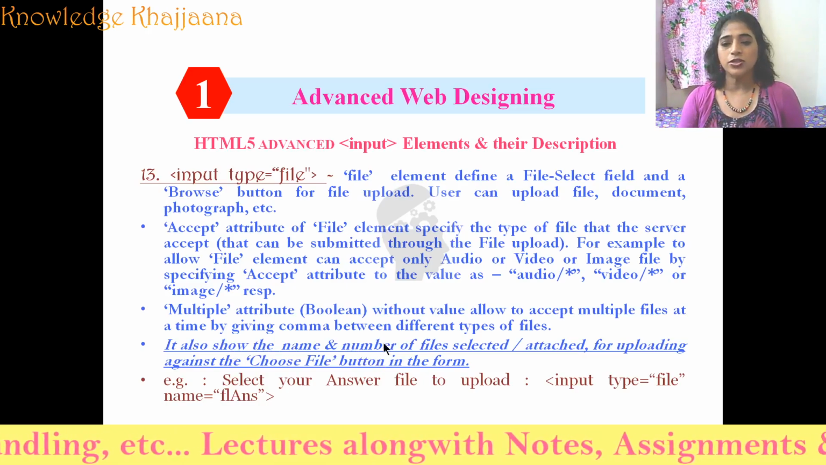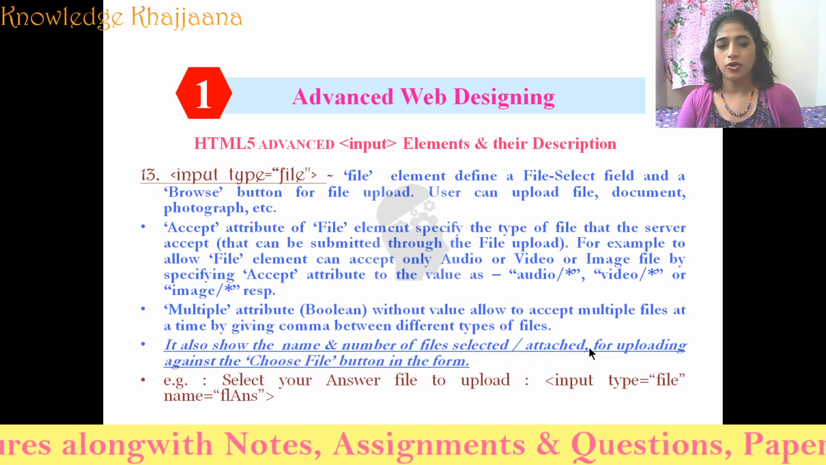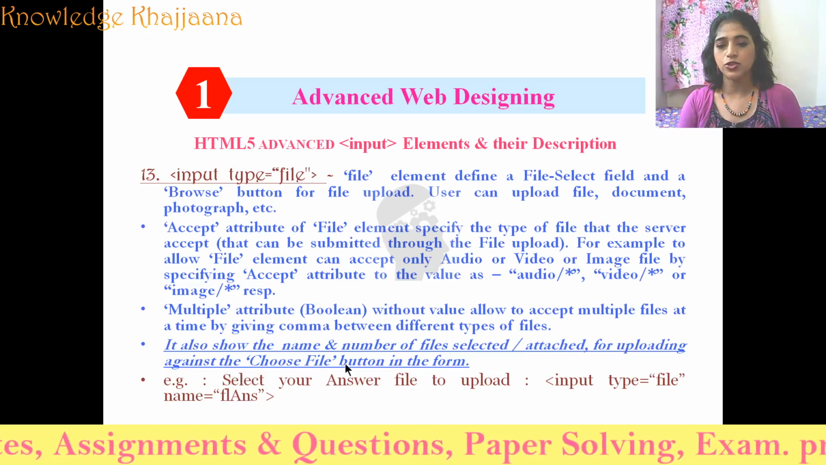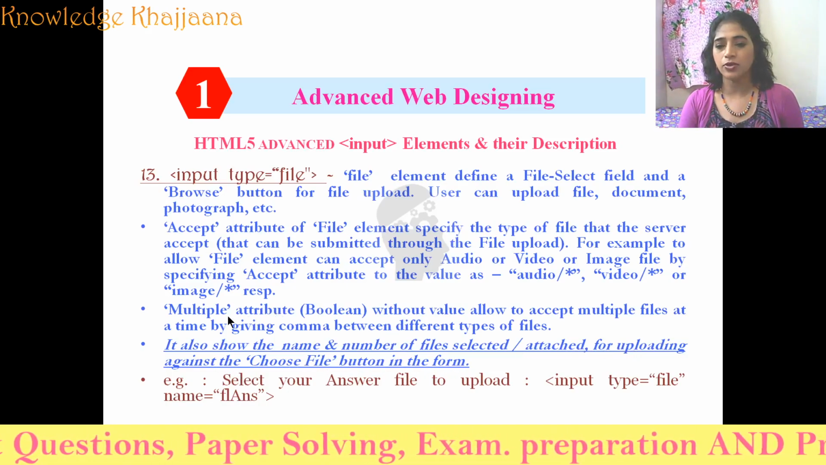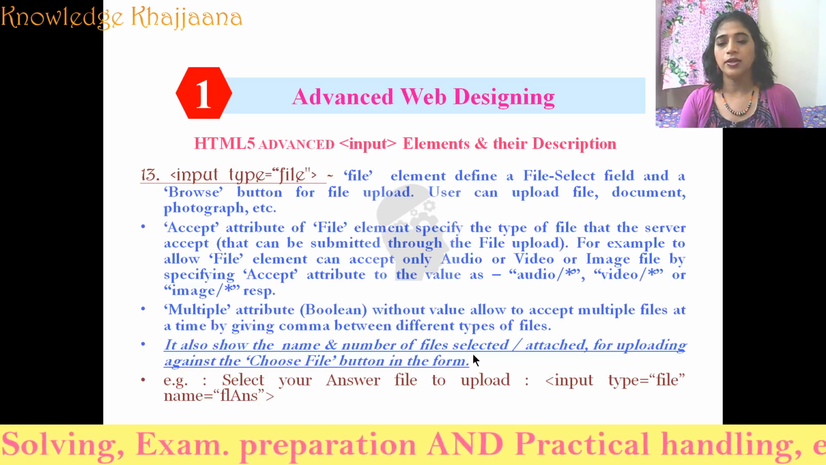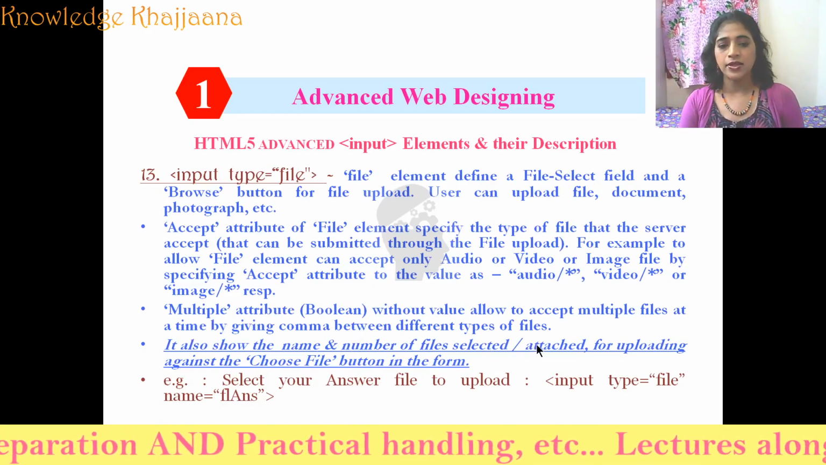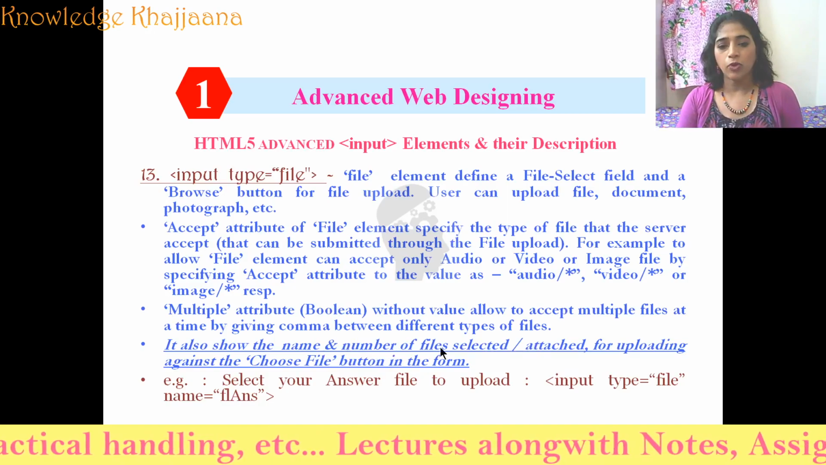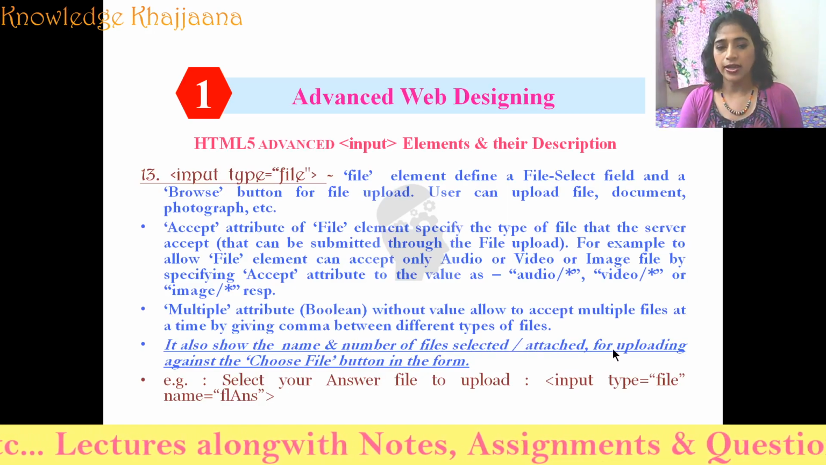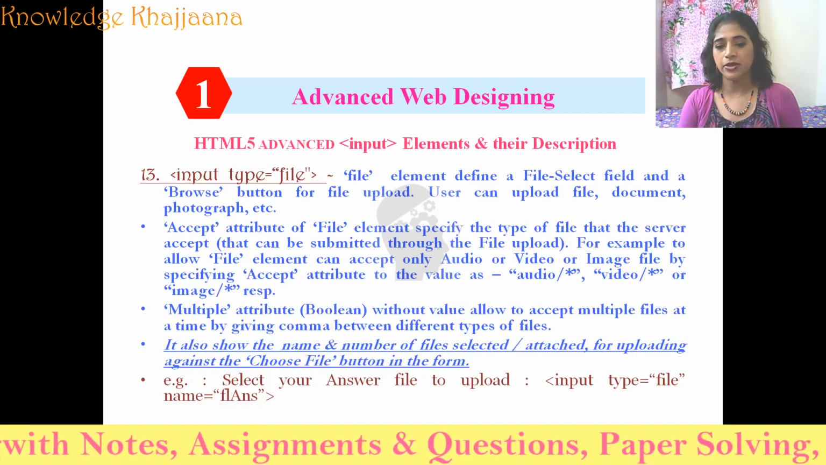It also shows the name and number of files selected or attached for uploading against the choose file button in the form. Suppose I have set the multiple attribute, and I have selected many files, it can show the number of files which I have selected or attached against the choose file button.